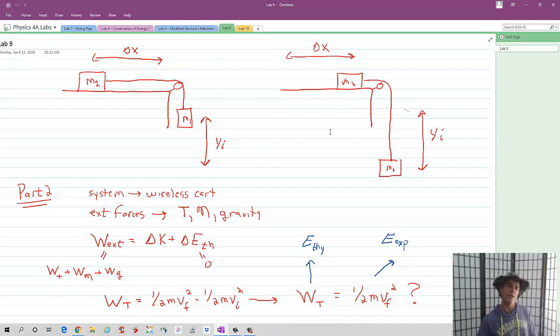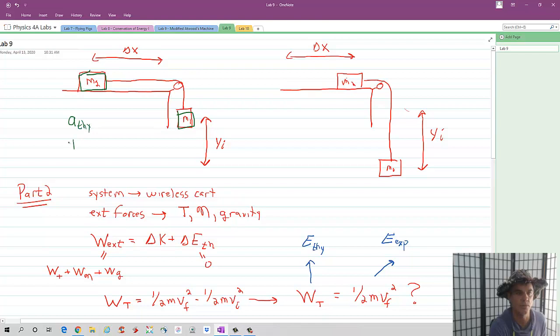So part 1, you're solving this system using Newton's second law. You're applying Newton's second law to the wireless cart and to the hanging mass. You're going to get a theoretical acceleration and a theoretical tension. These are both going to be in terms of m1, m2, and g.